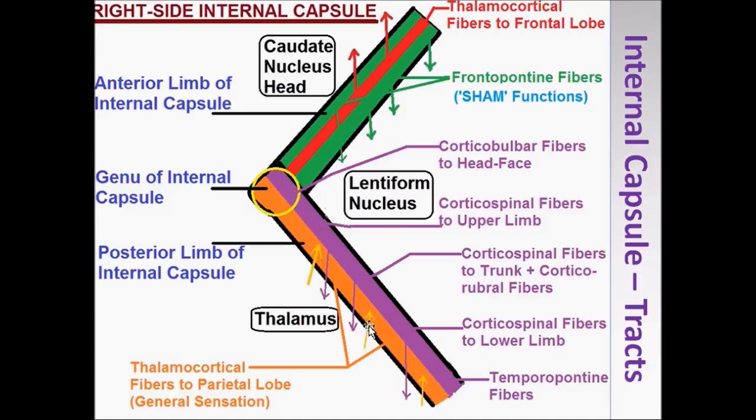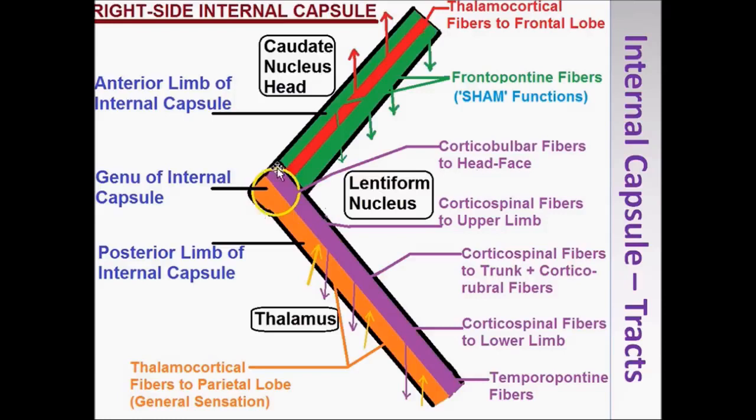Let's take a look at these fibers here. This arrow represents the fact that while the fibers are descending, the impulses are traveling up. They are the thalamocortical fibers. They go from all the sensory thalamic nuclei to the somatosensory cortex in the parietal lobe, and they carry the general sensation from the body. So these are the thalamocortical fibers.